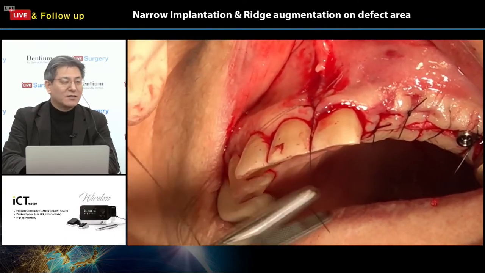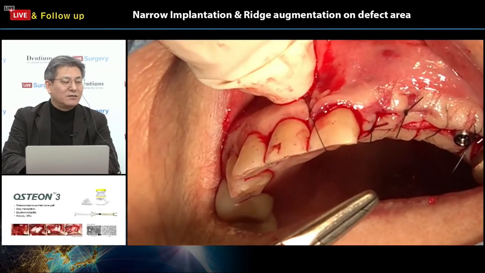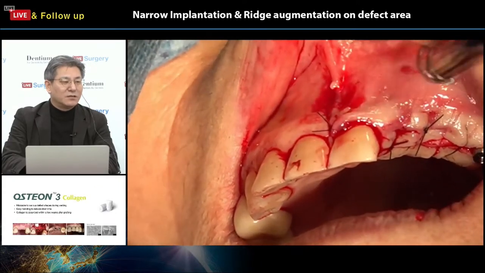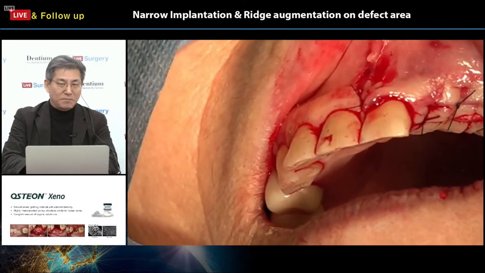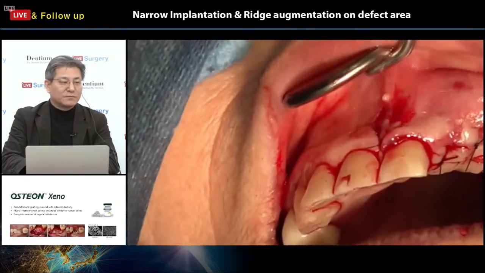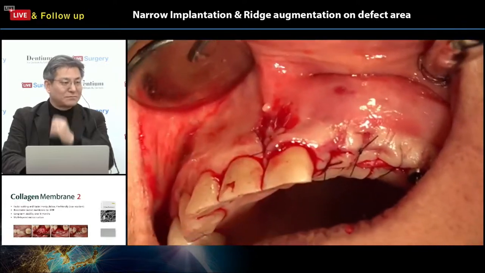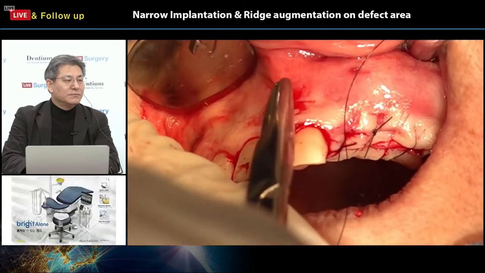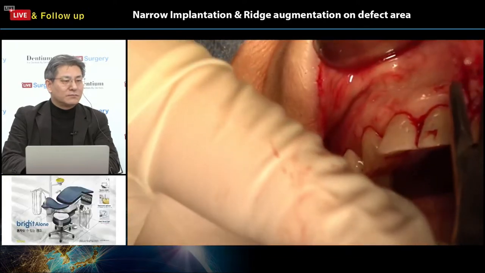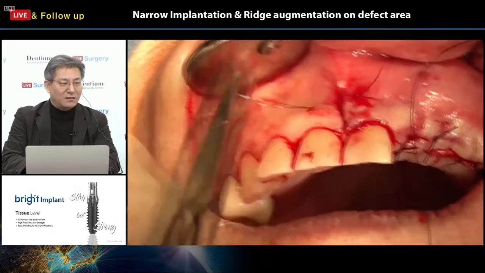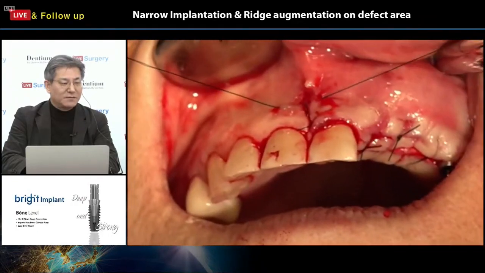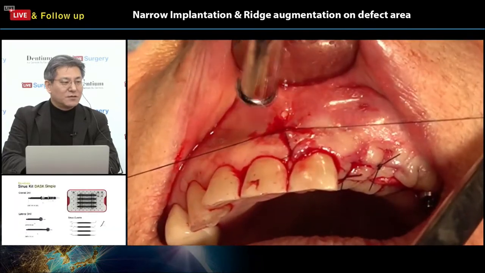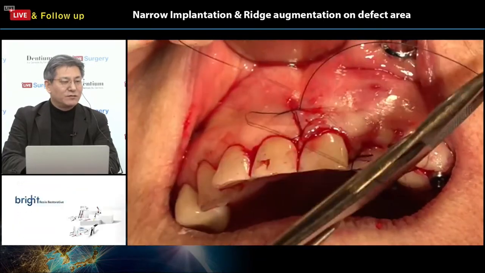We'll keep the promise. Actually, keeping the security after the surgery is very important. I think this one is almost final. This one will be a final suture.